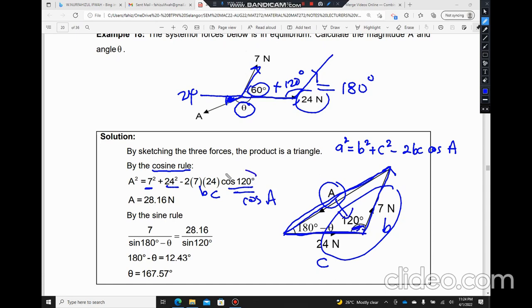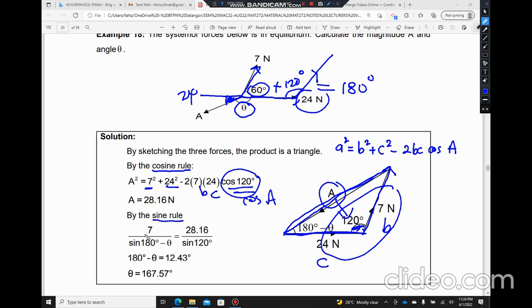So that's why this one cos 120. So we get the magnitude of A is 28.16 Newton. Okay, next by the sine rule. Okay, kita nak cari theta pula. Okay, kita guna sine rule pula.